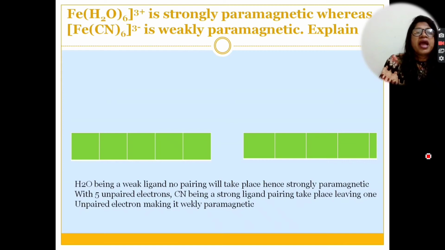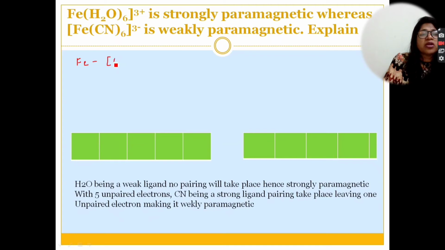[Fe(H2O)6]3+ is strongly paramagnetic, whereas [Fe(CN)6]3- is weakly paramagnetic. Explain. Now if it is a 1 mark question, you can answer like this. H2O is a weak ligand, no pairing will take place, hence more unpaired electrons and strongly paramagnetic. CN minus is a strong ligand, so pairing will take place, hence fewer unpaired electrons, so weakly paramagnetic. You just have to write this if it is a 1 mark question. But if the question is for 2 marks or 3 marks, then you have to explain it.